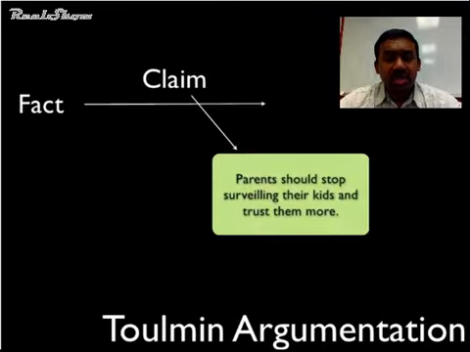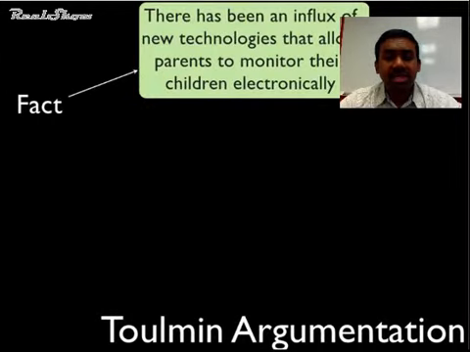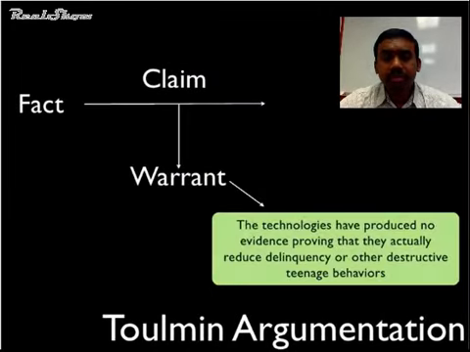First, let's talk about the claim. The claim here is that parents should stop surveilling their kids and trust them more. And the fact that is used here is there has been an influx of new technologies that allowed parents to monitor their children electronically. And the warrant is that technologies have produced no evidence proving that they actually reduce delinquency or other destructive teenage behaviors.